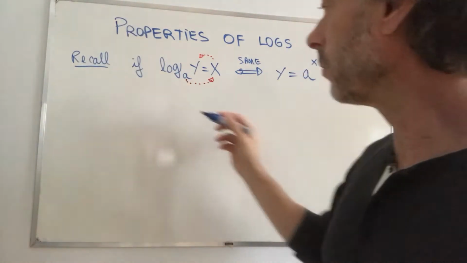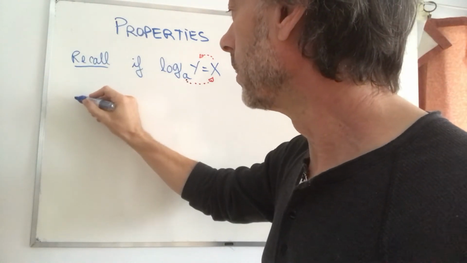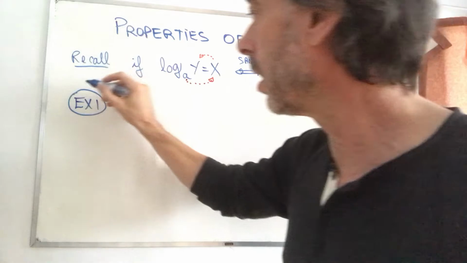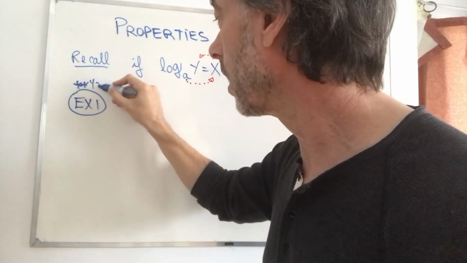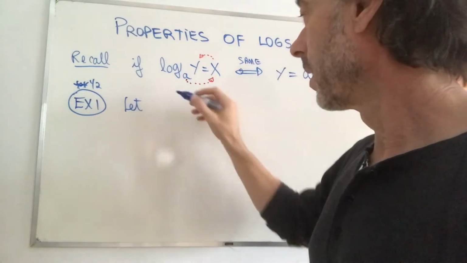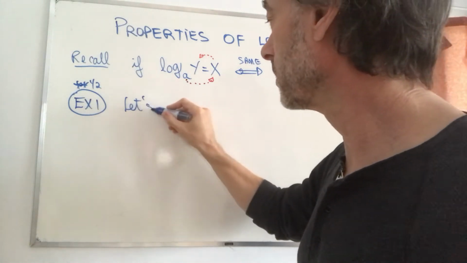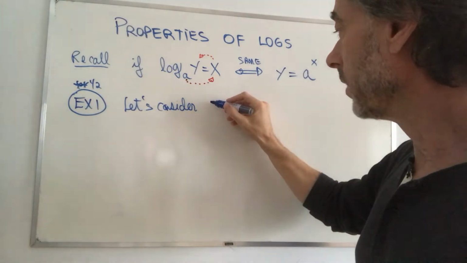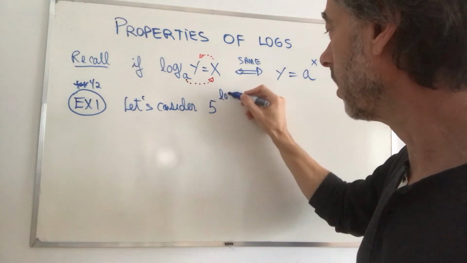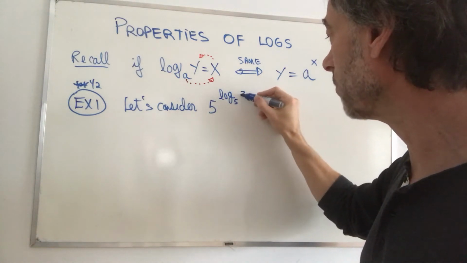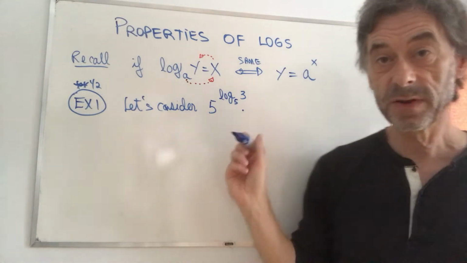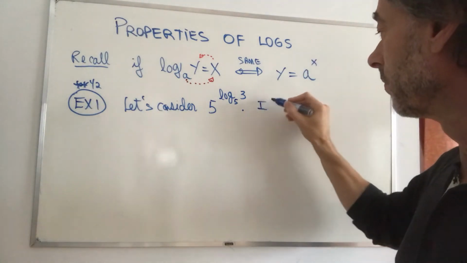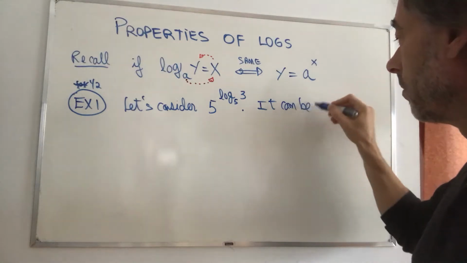Out of this, I would like to consider the following function. Call it example 1, 2.5 stars. Let's consider 5 to the power of log base 5 of 3. Suppose I have an expression like this. How can we change it? It can be written as.